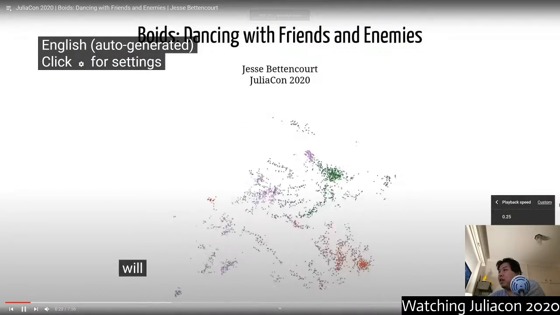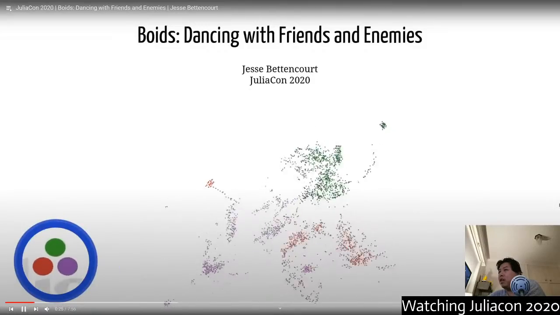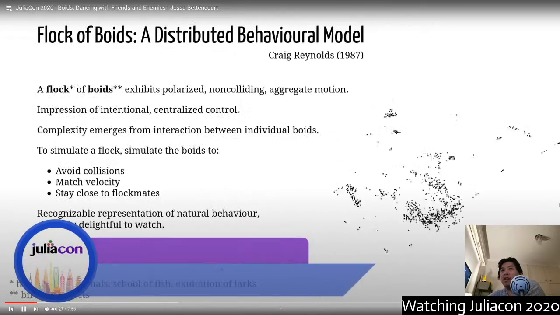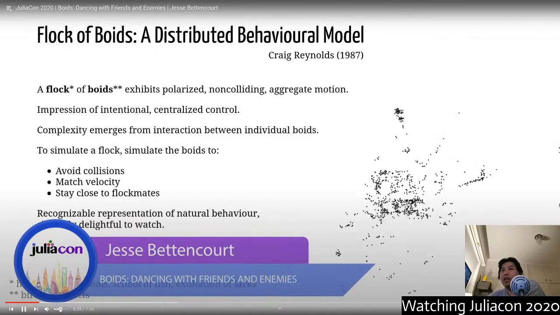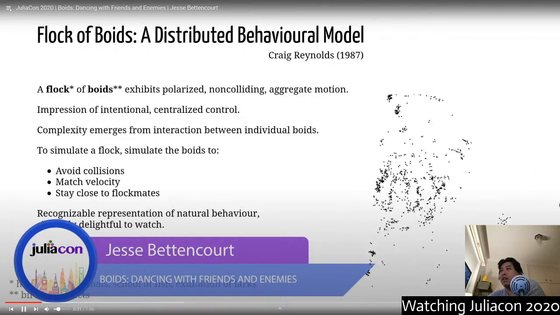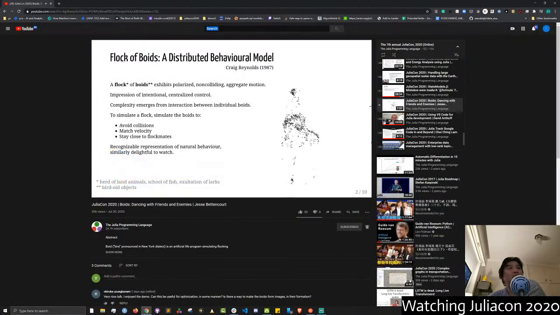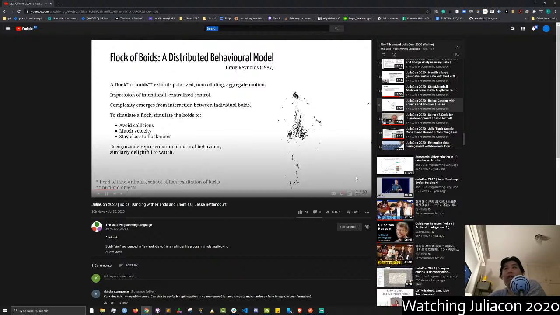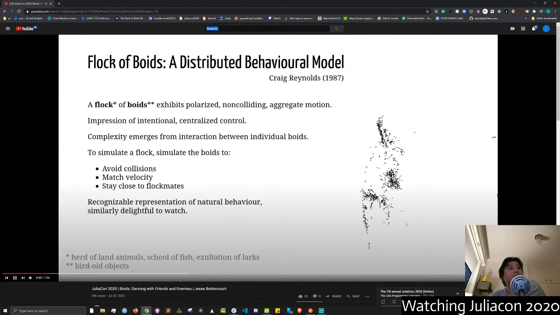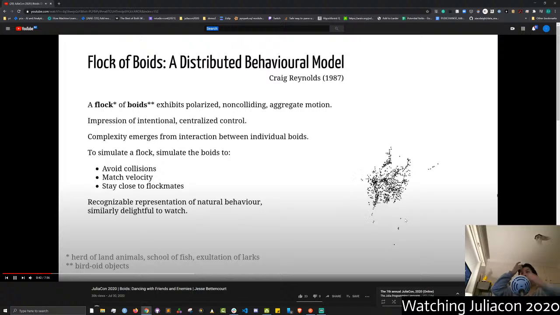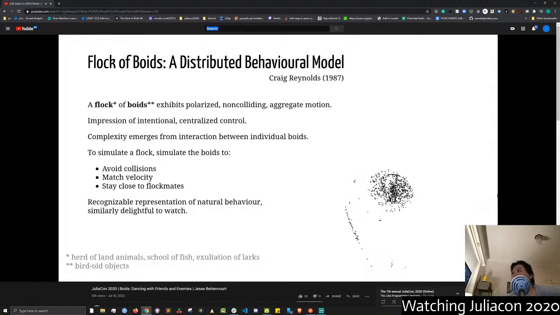My name is Jesse Bencourt. Today I'll be talking about boids, the dance, friends, and enemies. Boids were first defined by Craig Reynolds in his 1987 paper, Flocks, Herds, and Schools: A Distributed Behavioral Model. In this paper, Reynolds defines a flock of boids as a collection of objects which exhibit polarized, non-colliding, and aggregate motion.